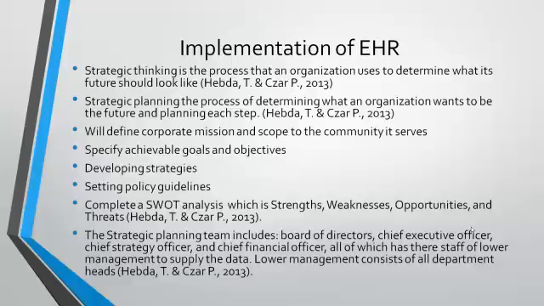The strategic planning team includes board of directors, chief executive officer, chief strategy officer, chief financial officer, all of which has the staff of lower management to supply the data. Lower management consists of all department heads.